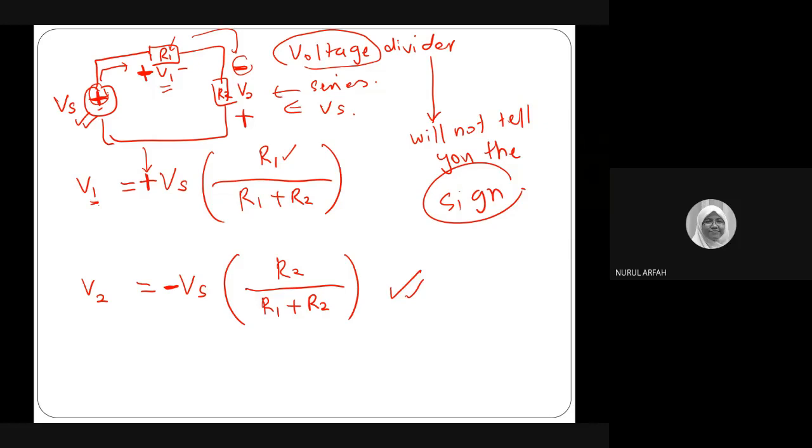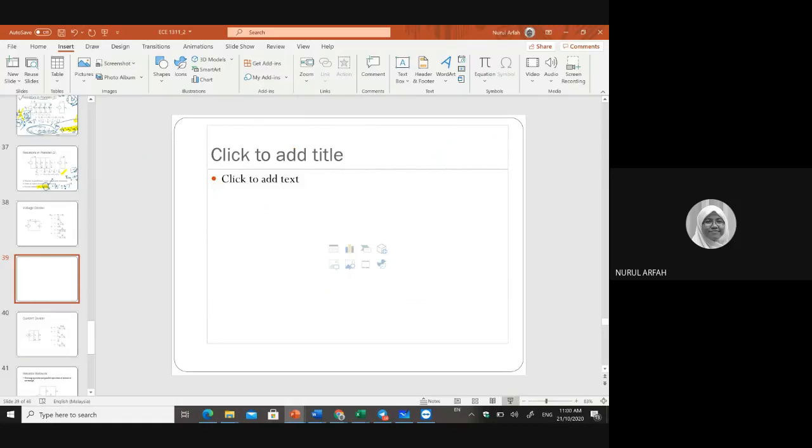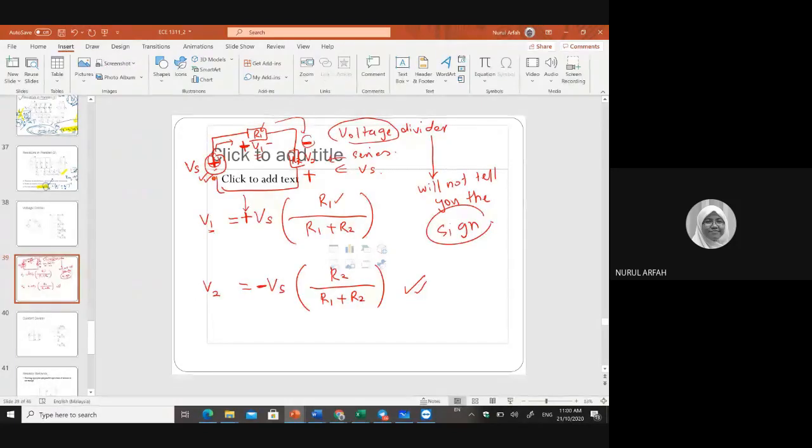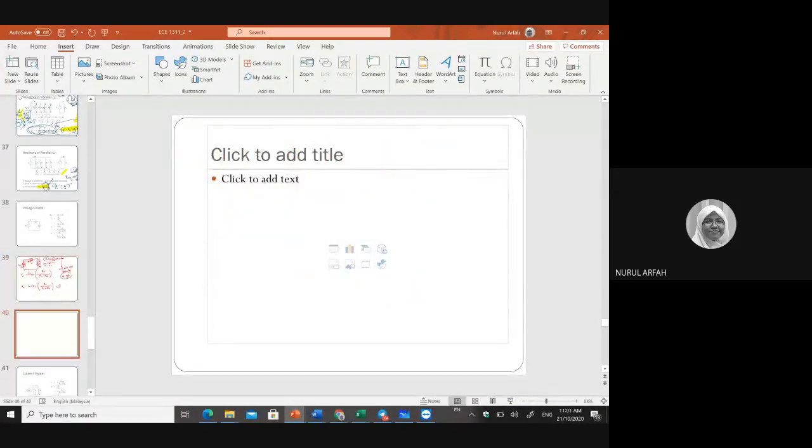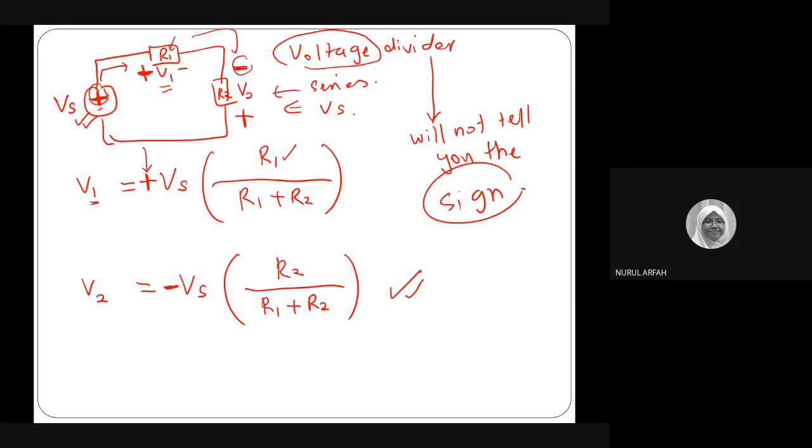Okay, now we proceed to our current divider. Before that, do you have any questions for voltage divider? What if we have three elements? One, or two, or three.